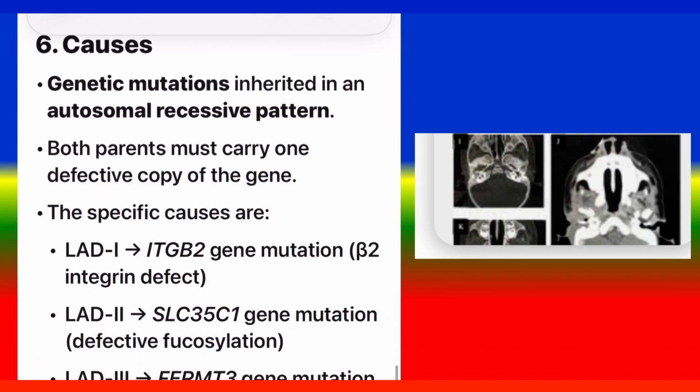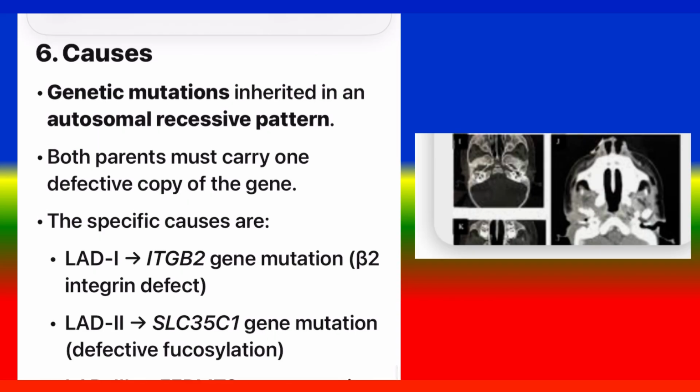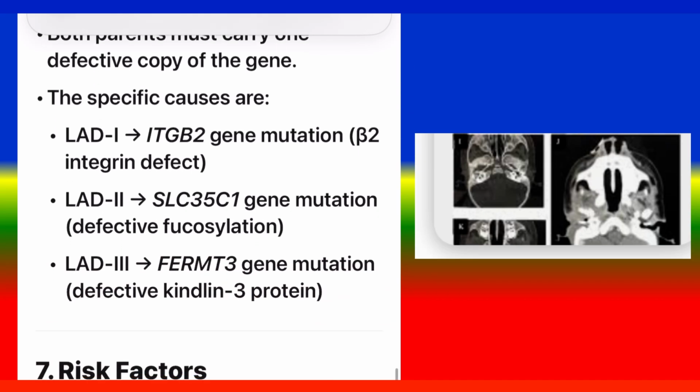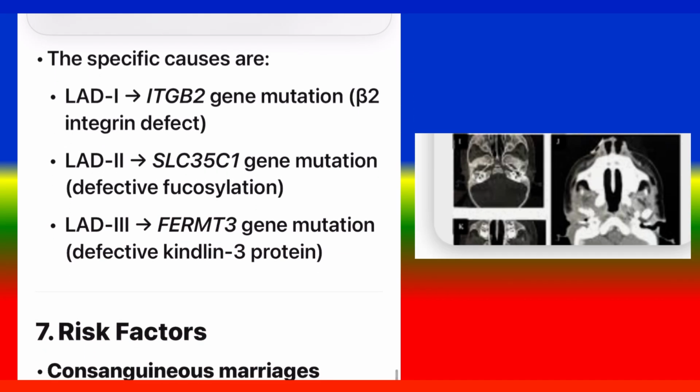Number 6. Causes. Genetic mutations inherited in an autosomal recessive pattern. Both parents must carry one defective copy of the gene. The specific causes are: LAD 1, ITGB2 gene mutation, beta-2 integrin defect; LAD 2, SLC35C1 gene mutation, defective fucosylation; LAD 3, FERMT3 gene mutation, defective kindlin-3 protein.